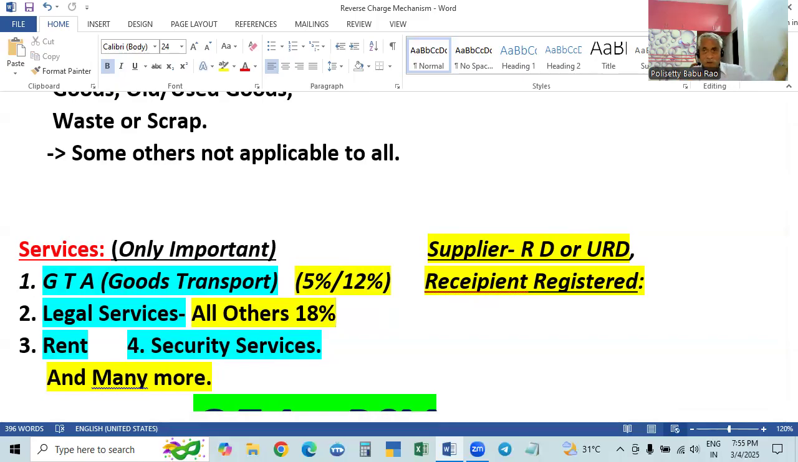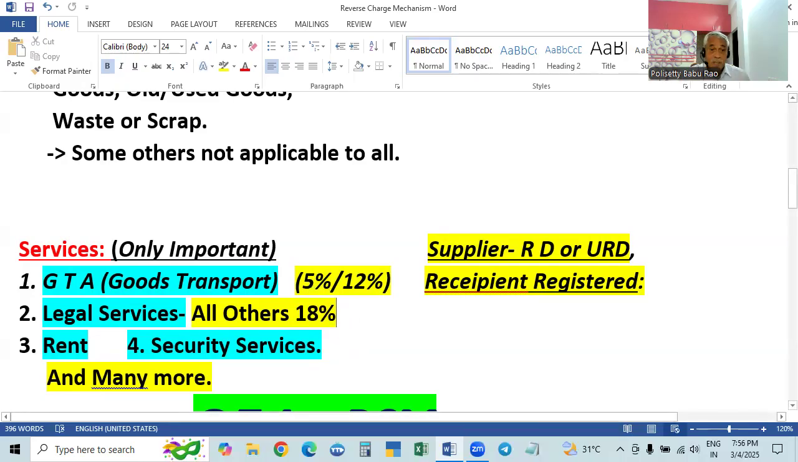So he is paying to the transporter, the supplier of the service. It comes under the forward charging mechanism. He doesn't have any liability and will not pay to the government. He only pays the supplier of the service. The GTA will pay to the government. He can claim the ITC, since he has already paid the GTA, without paying the government directly.